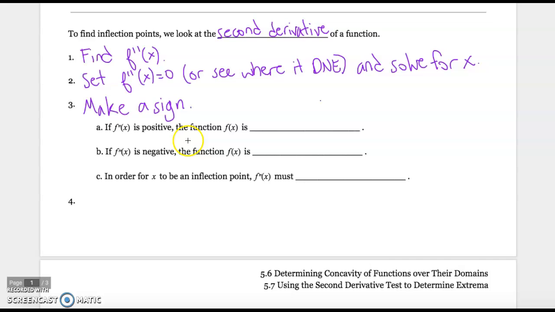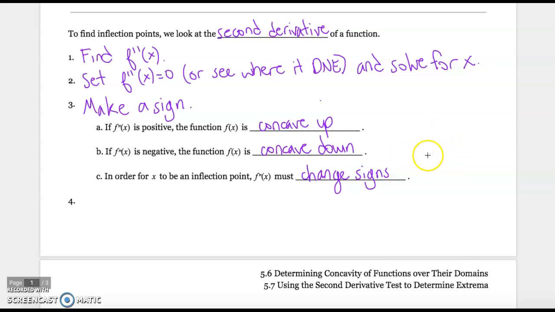So if f double prime of x is positive, so anywhere that's true, then we would say our function is concave up, our original function. Anywhere where the second derivative is negative, the original function is concave down. And then anywhere that you have an x value, you have to check and see, in order for x to be an inflection point, your second derivative must change signs.